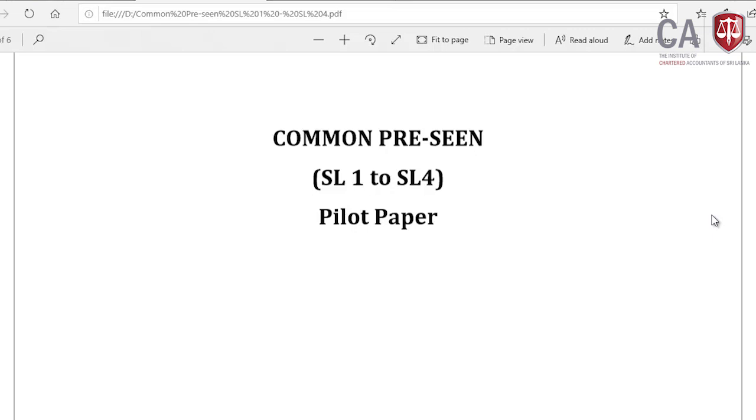Shall I go through the pre-seen? I hope you have the pre-seen material with you. So, you can download that one from the CIMA website. It is separately given pre-seen material. One common pre-seen is given for all papers in the pilot paper. Shall I go through the pre-seen?